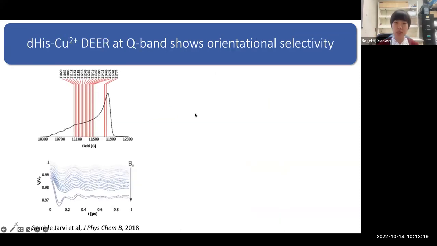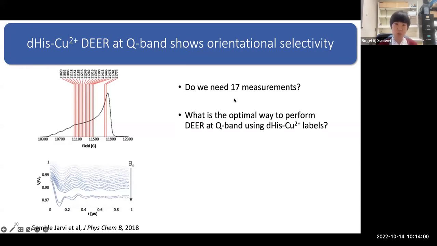However, if you want to increase the sensitivity of your DIR measurements, we often want to use higher frequency to perform these DIR measurements. However, for the dHis copper labels, it shows highly orientational selective, meaning if you perform DIR across a magnetic field, you get very different modulations. And Bogetti summed up 17 different DIR measurements across a lot of magnetic field to have an orientational independent DIR measurement that you can trust the distances. However, the question is, do we really need 17 measurements? And what is the optimal way, or optimal fields, that we should perform DIR?